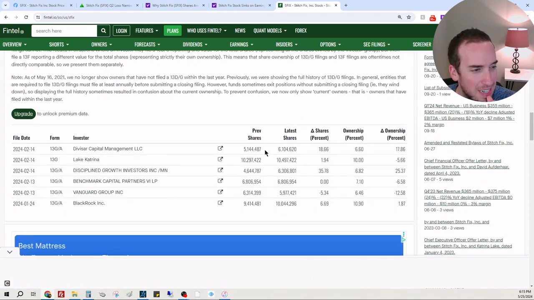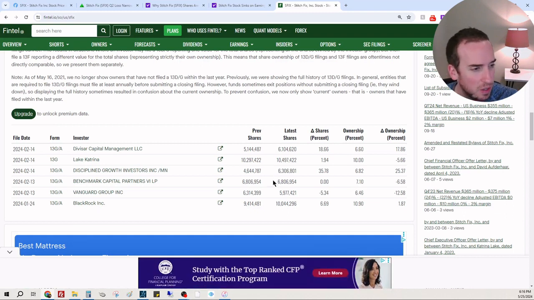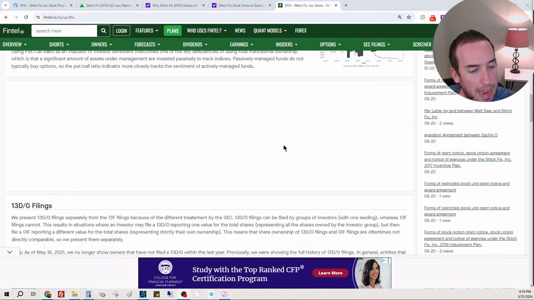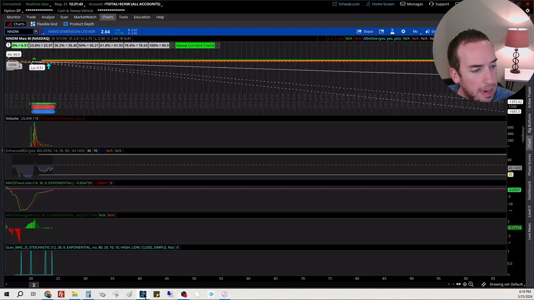We've got Divisar adding almost 1 million shares. Lake Katrina adding about 200,000 shares. Disciplined Growth Investors adding 1.7 million shares. Benchmark Capital, no change. It says they changed 6%. Vanguard decreased about 400,000 shares. And BlackRock added about 600,000 shares. So, not too bad. Not too bad.